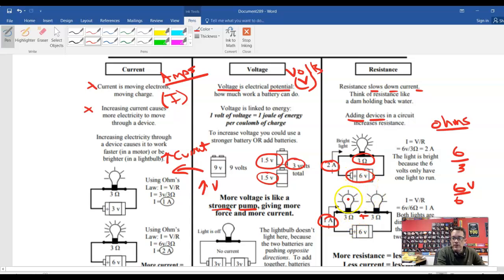So what we would also find is that these light bulbs in the same situation would end up getting a little bit dimmer because they're having to share the current, and there ends up being a little bit less current to go through them.